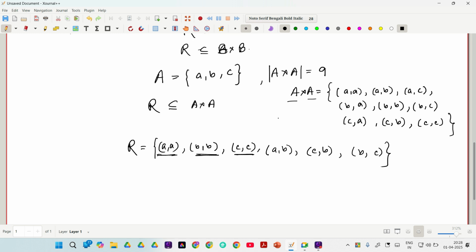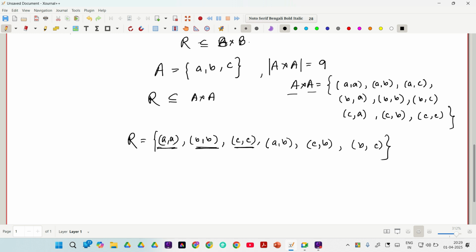Whenever this type of elements (a, a), (b, b) and (c, c), like self elements, are in the relation R, that relation is called a reflexive relation.